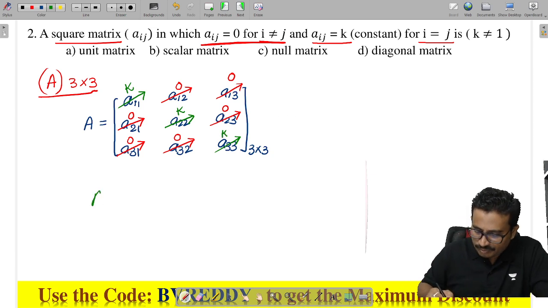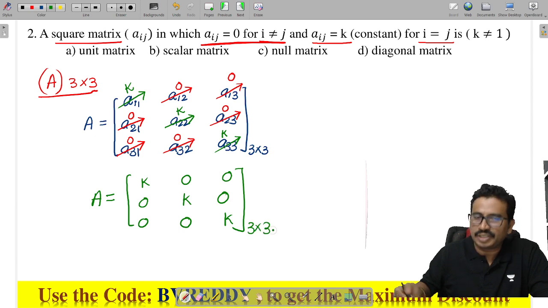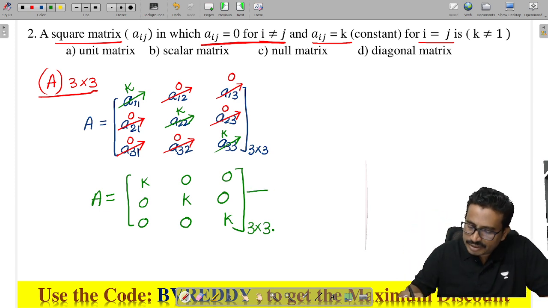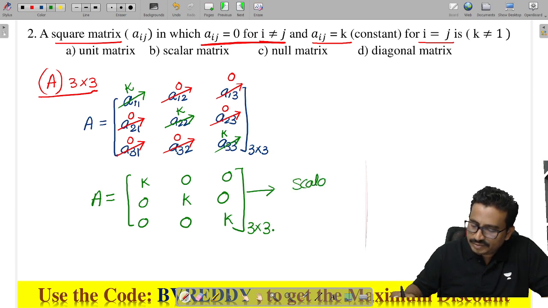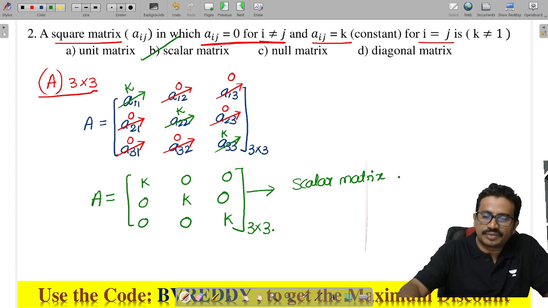So this matrix we can write as k 0 0, 0 k 0, 0 0 k. See this carefully: it is a 3 cross 3 matrix where only the diagonal elements are k, some constant. What should we call this type of matrix? This type of matrix is called a scalar matrix. So option D.